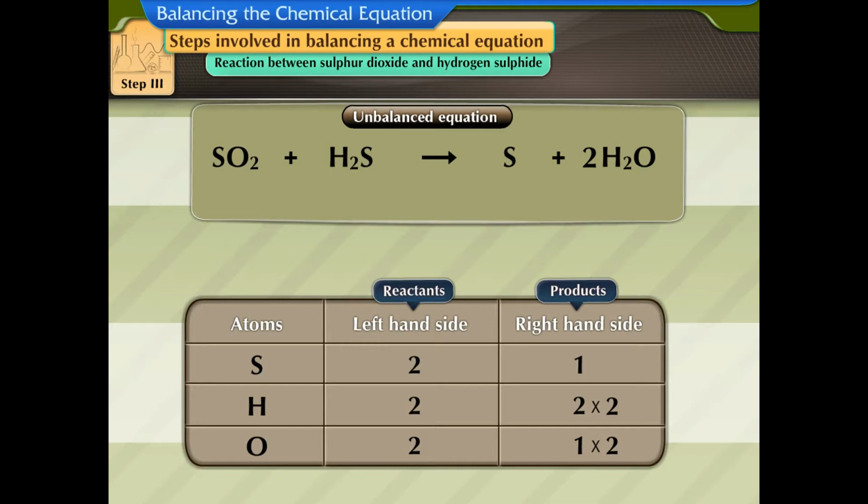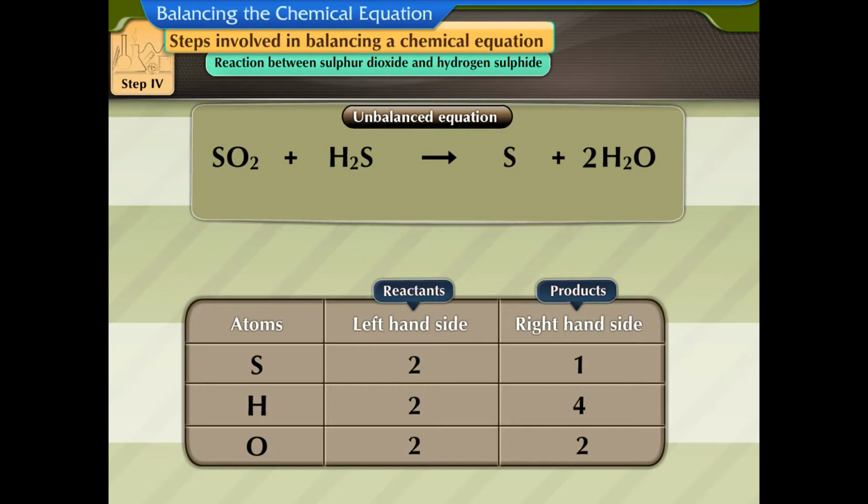Enter these values in the table. There are 2 hydrogen atoms in the reactant side and 4 hydrogen atoms on the product side. And there are 2 oxygen atoms on either side of the equation. Now the equation is partly balanced. Step 4. Select any other atom that is not balanced. In this equation, the S and H atoms are still not balanced.